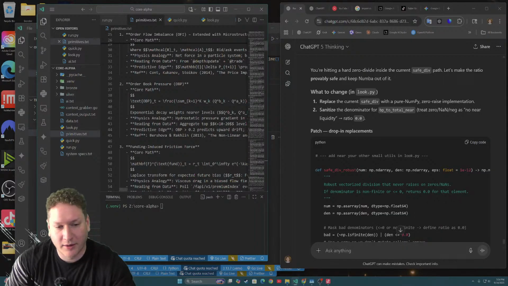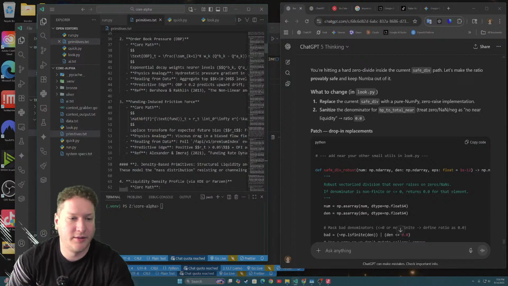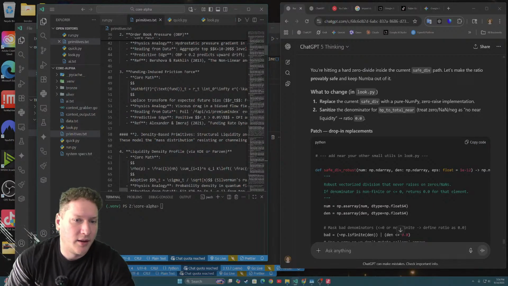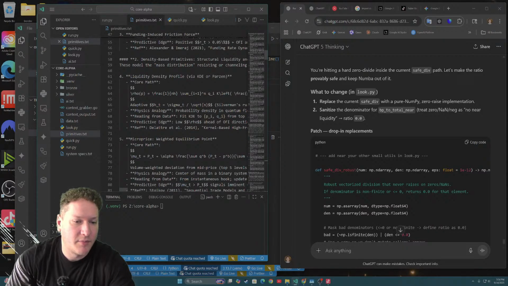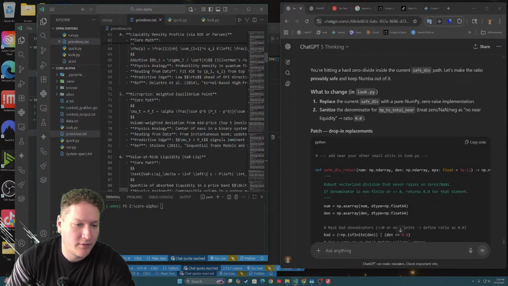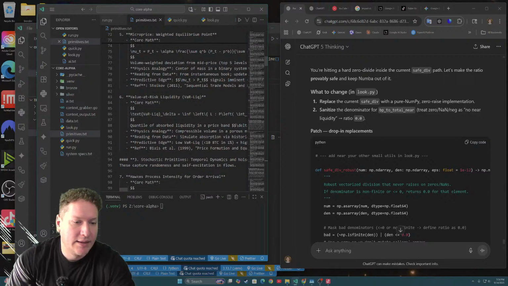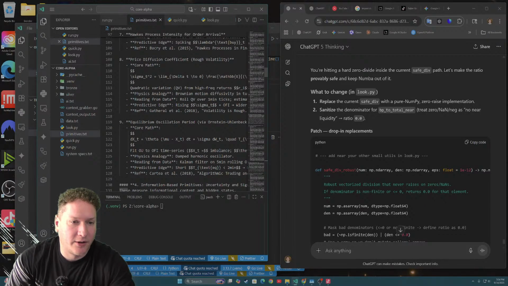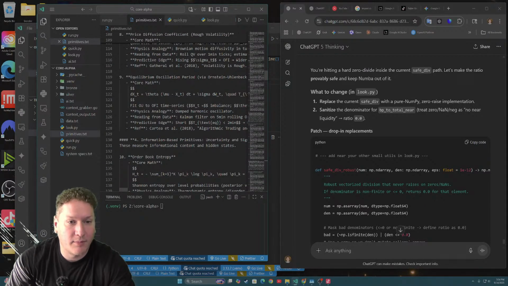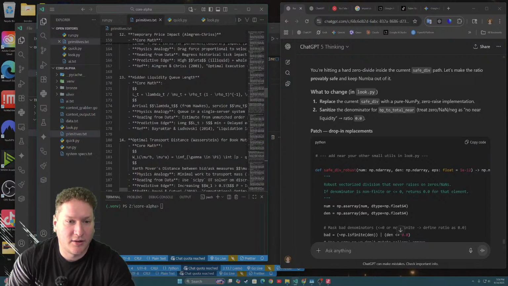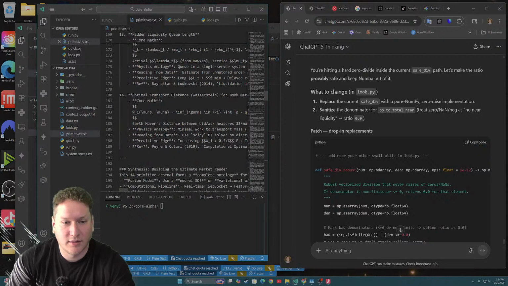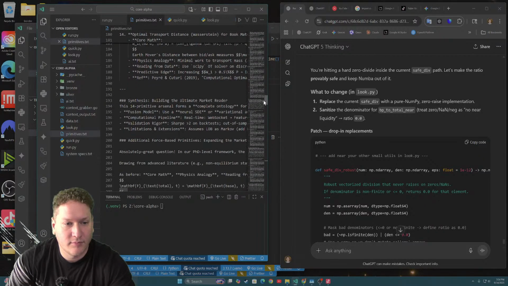Just follow along. Yeah, we're making the trading algorithm. We're doing it right. We've got funding-induced friction force, density-based primitives, liquidity density profile, micro price weighted equilibrium point, value at risk liquidity. So there's a whole bunch of different forces that you can measure with math, and this is basically how the market is moving around. It's just using different math to see where it's going to go.